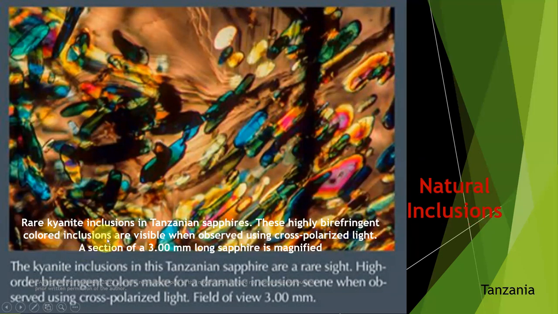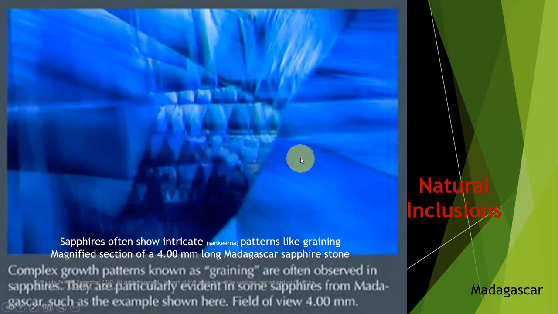Birefringent colored inclusions are visible when observed using cross-polarized light. This is a lighting condition we will discuss later. Cross-polarized light. Now you cannot understand, but we will teach you later. A section of a 3 millimeter long sapphire is enlarged. It is Tanzanian, natural. Another one from Madagascar. Look at the shape, very nice inside the stone. Very nice, and the color and the pattern.